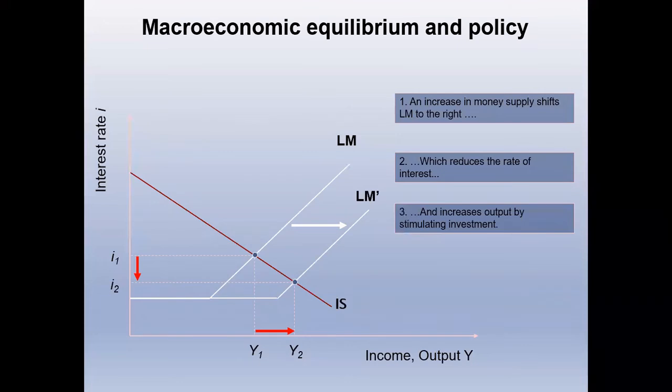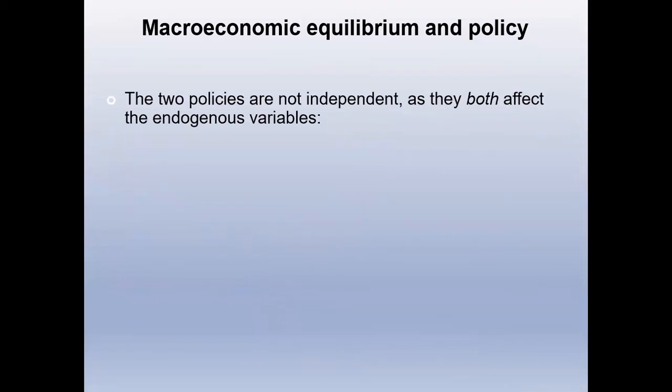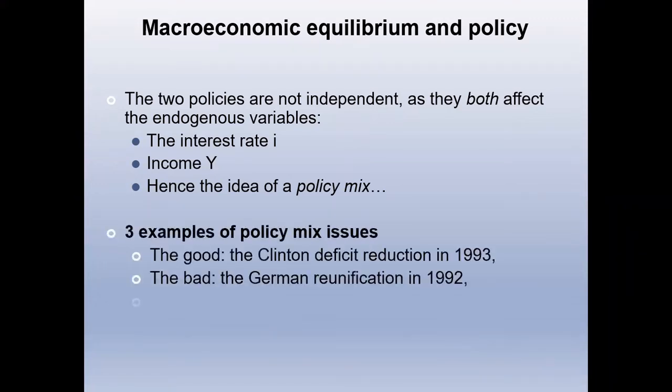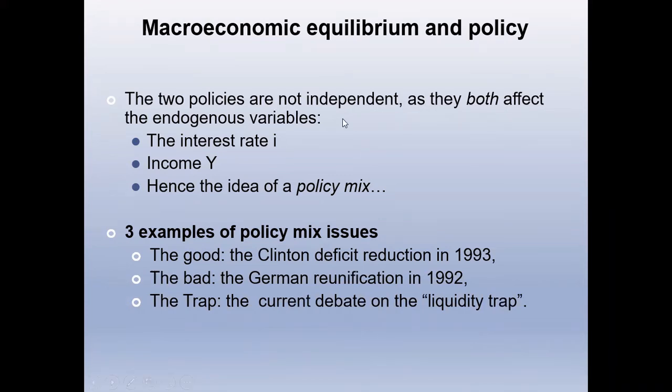So in this model, we see how the monetary policy is highly effective, and vice versa. If the money supply is dropped and it shifts to the left, then it leads to an increase in the interest rate. So the two policies both affect the endogenous variables. What are the endogenous variables? Pay attention. The endogenous variables are in the model, in the diagram: interest rate and income. Hence the idea of policy mix is important. We have 3 policy mix cases which are highly important.